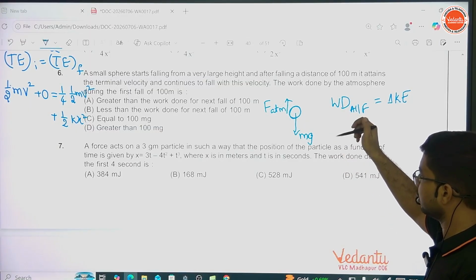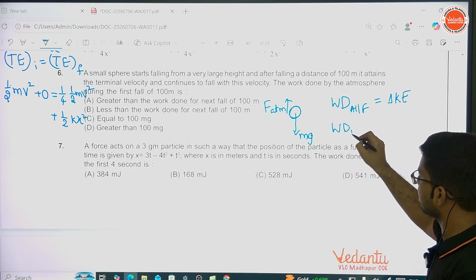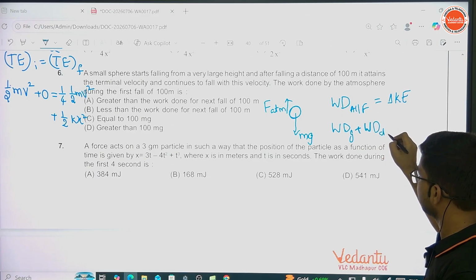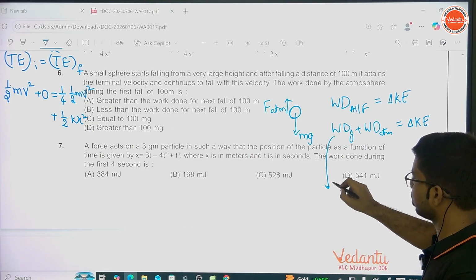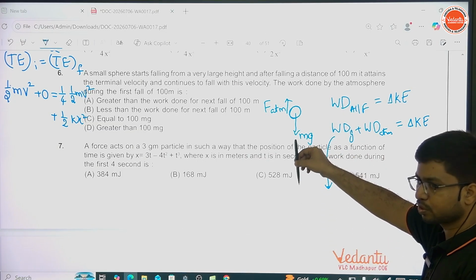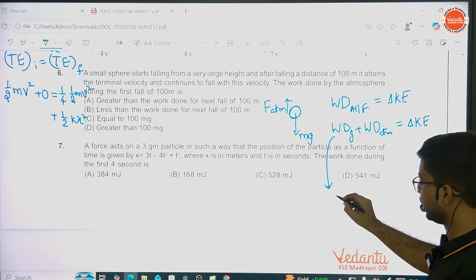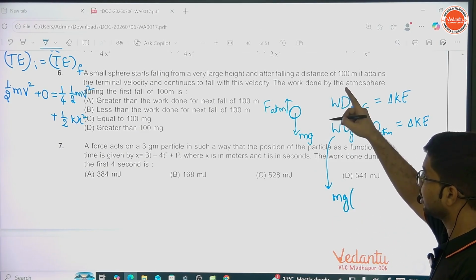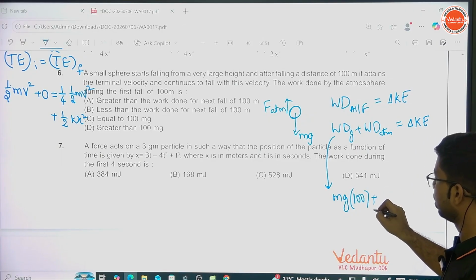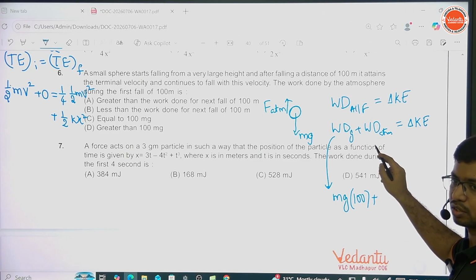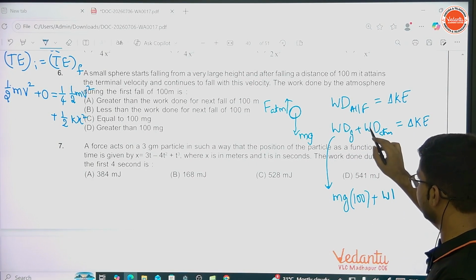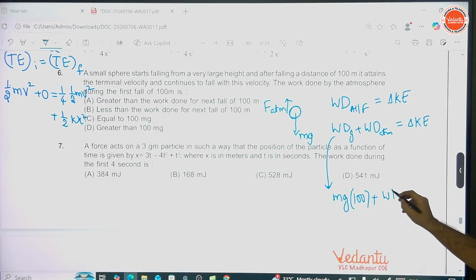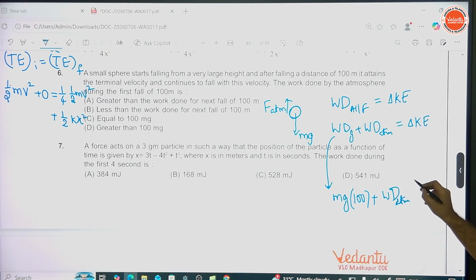So work done by gravity force plus work done by atmospheric force is equal to the change in kinetic energy here. What is the work done by the gravitational force? In the gravitational force you have the displacement, so directly mg into the total displacement, 100. Plus, how about this one? What are they asking in the question? They're asking for the work done by the atmosphere. Just keep this term as it is. You don't have to write F into 100 here. So this is the work done by atmospheric force, which is equal to the change in kinetic energy.